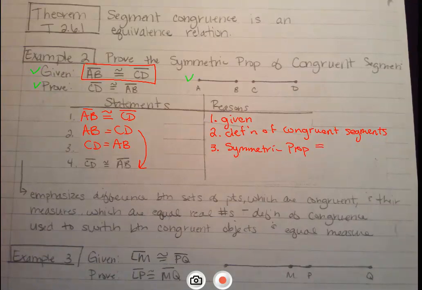So then what's the fourth one? What was it when we took the segment lines away? The definition of congruent segments. And so now we put the segment lines back on. It's the same thing.